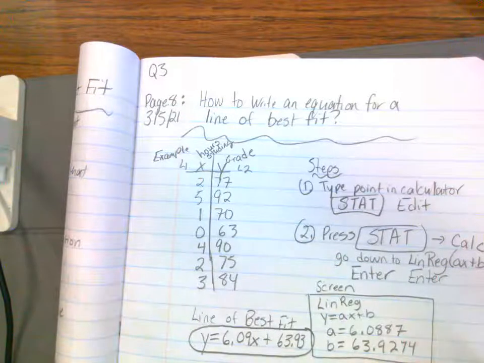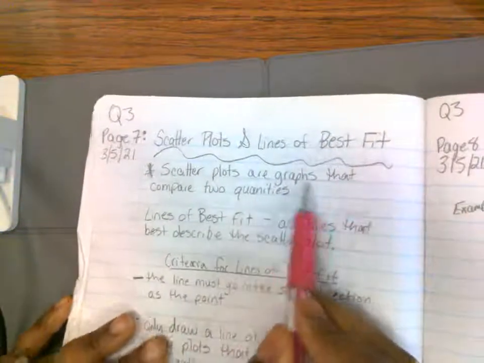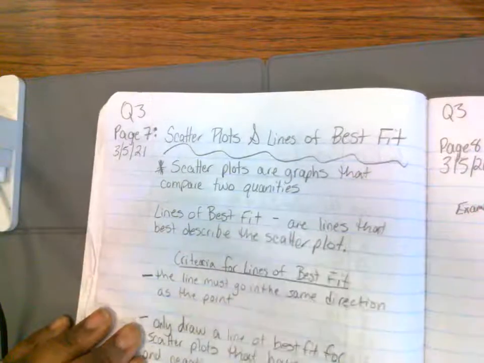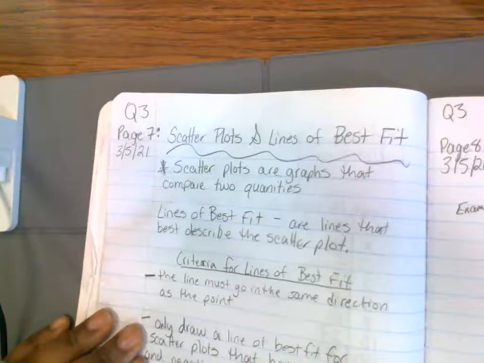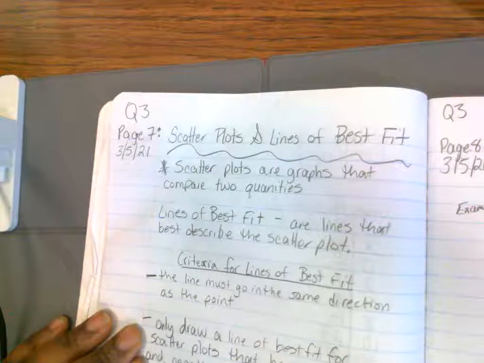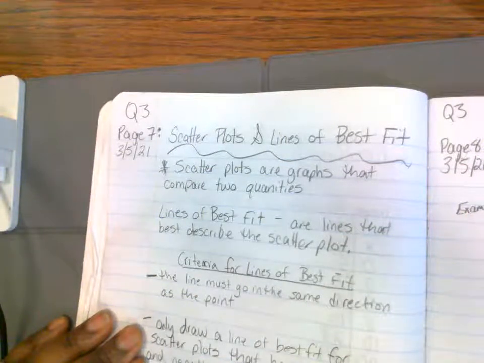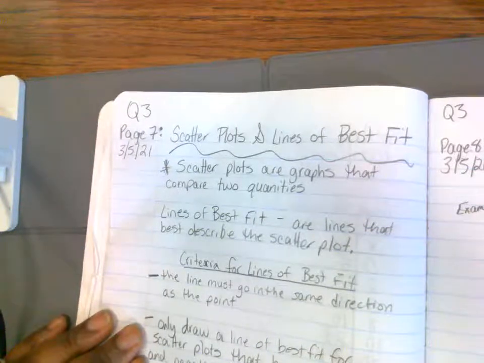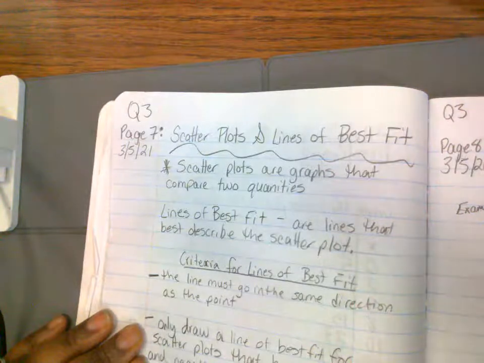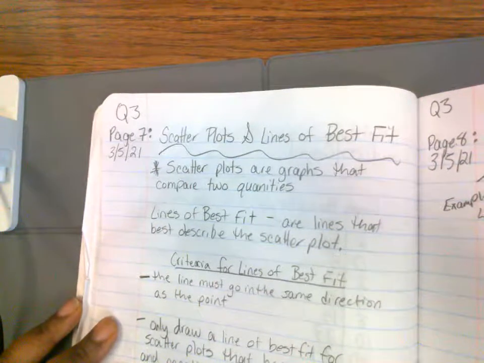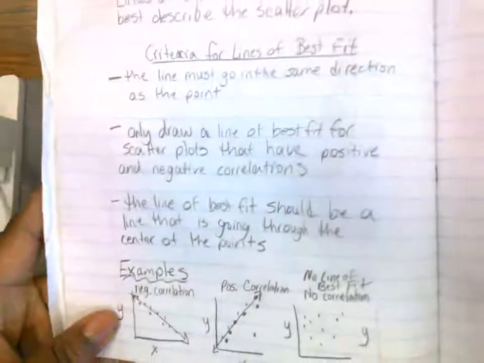We talked about scatter plots. This is what we wrote on Friday. Scatter plots are graphs that compare two quantities. We talked about quantities being values represented by a number, like time, minutes, hours, days, years, weight. Any values that can be represented by a number are considered quantities. So we're comparing two different quantities. One quantity we graph on the x-axis, and the other quantity we graph on the y-axis. We talked about what that means when we graph them, and the correlation between points.